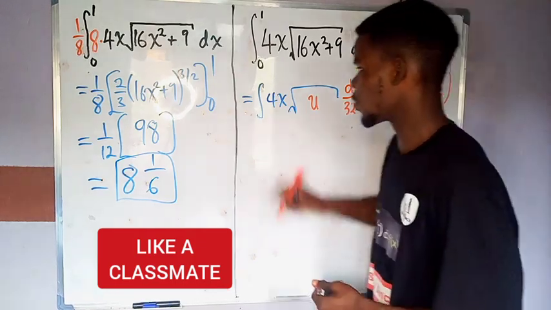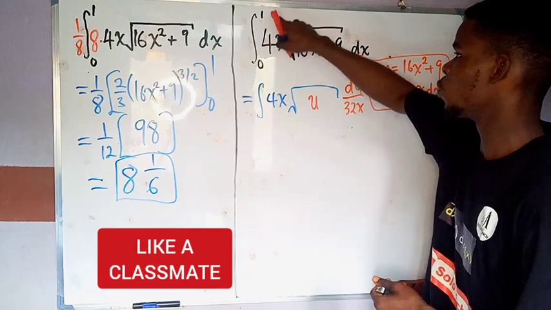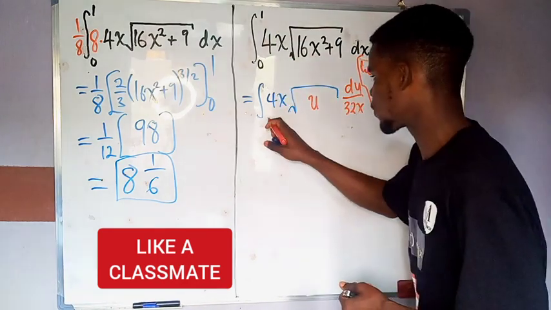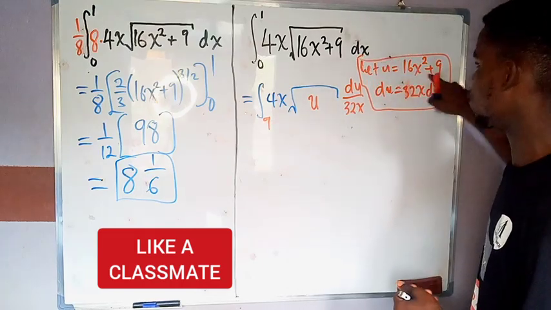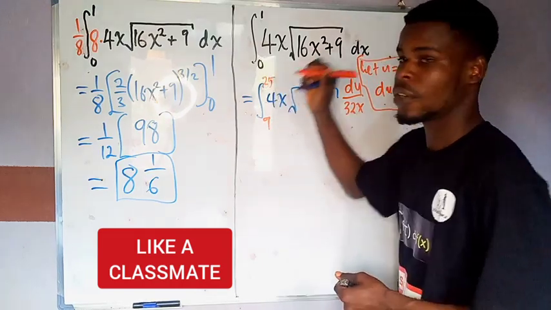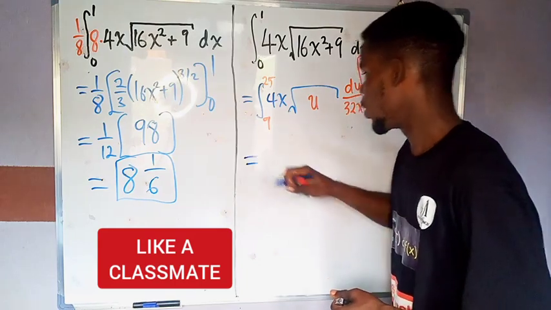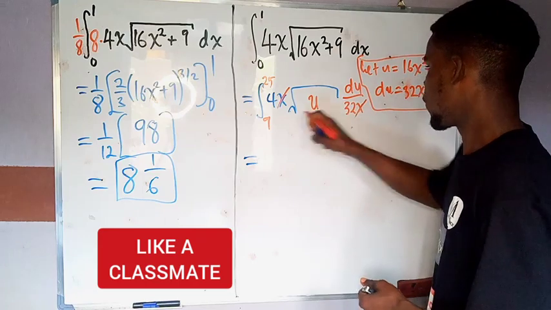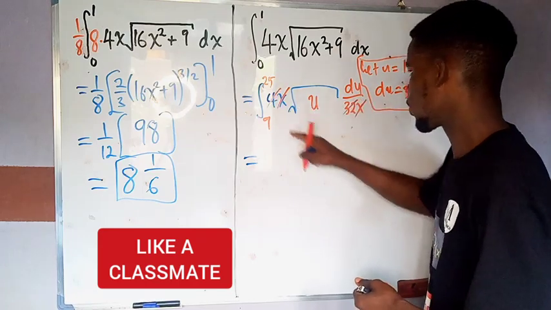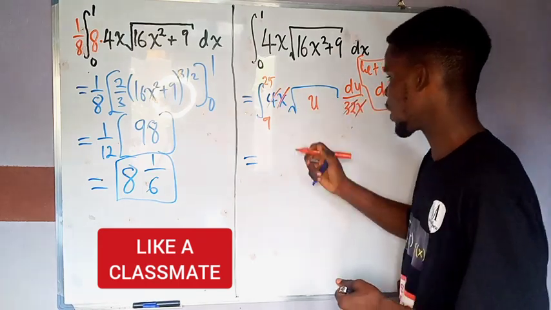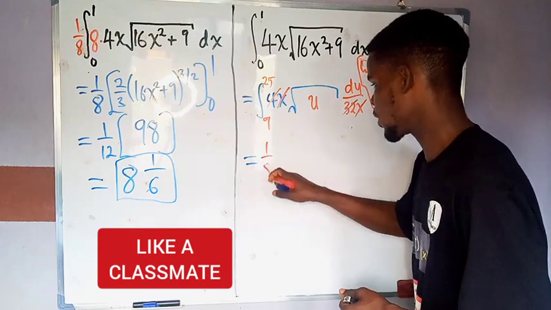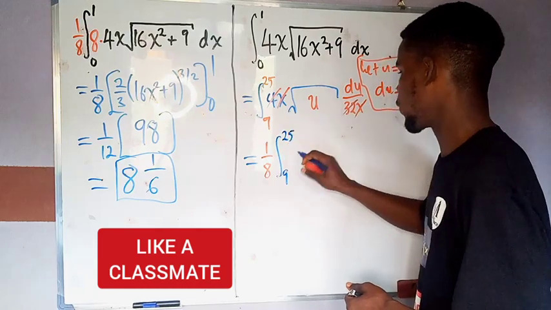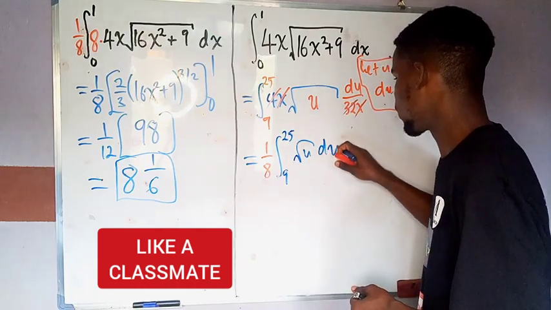Now let's look at the bounds of integration. This was from 0 to 1, so when x is 0, what will u be? When x is 0, u is going to be 9, and when x is 1, u is going to be 25. That's great. So 32, x will cancel out with x, 4 will cancel out with 32, that will leave 8 at the bottom, so we're going to have 1 over 8 here, and then this is the integral from 9 to 25 of the square root of u du.